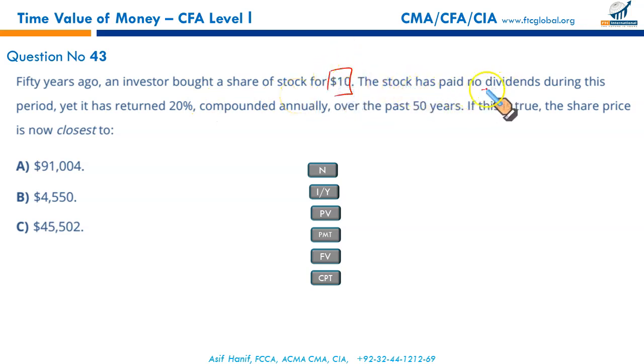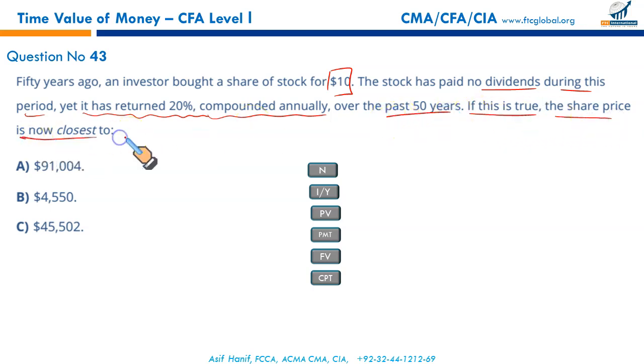The stock has paid no dividends during this period, yet it has returned 20% compounded annually, of course in capital appreciation, over the last 50 years. If this is true, the share price is now closest to. Now there are 50 periods involved.